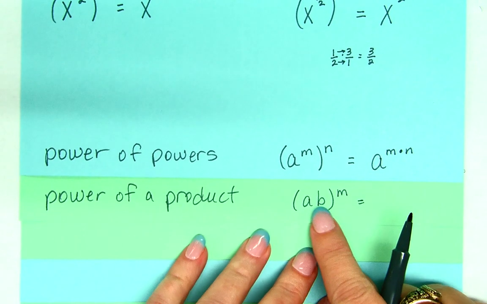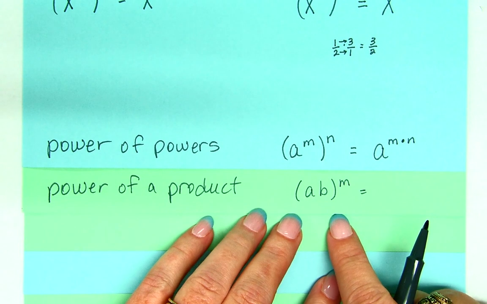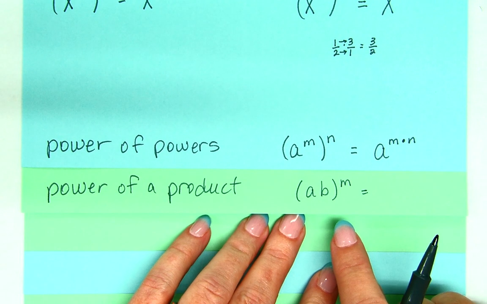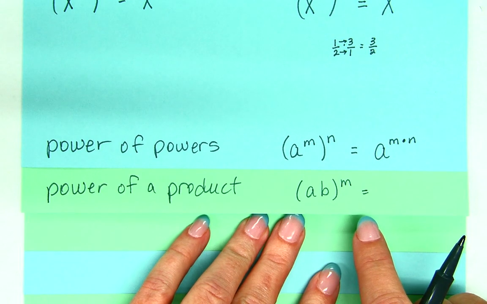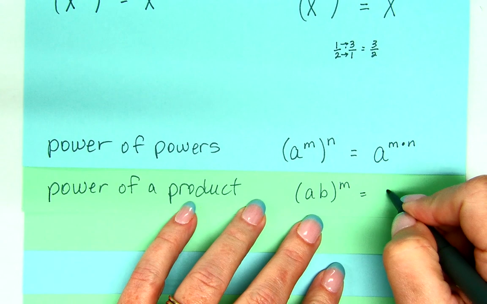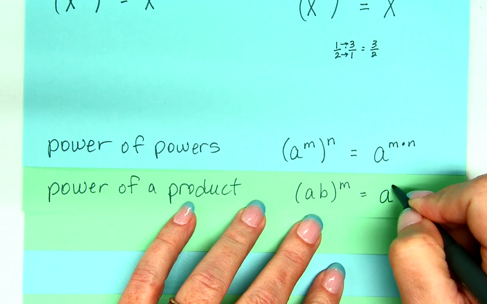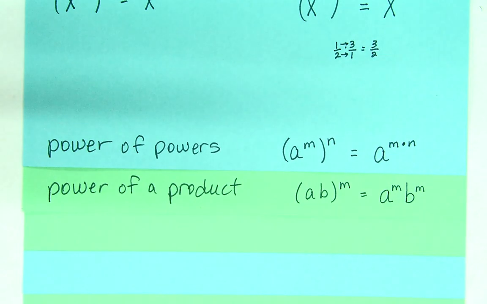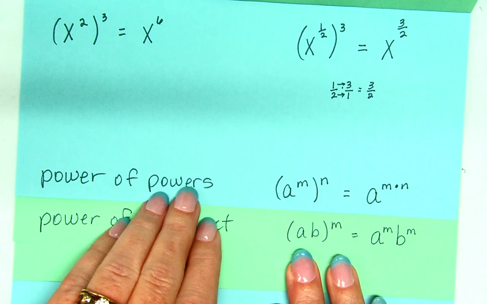So if I have A times B raised to the m power, what's being raised to the m power? A? Oh, and B? Both of them? So what should it end up being? A to the m, B to the m. Does that make sense? Okay, let's hold this up.